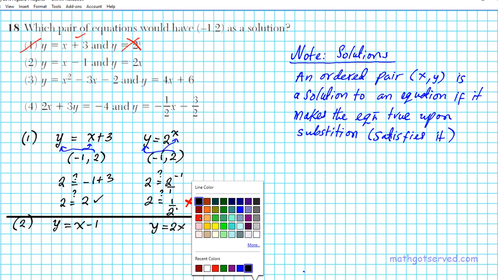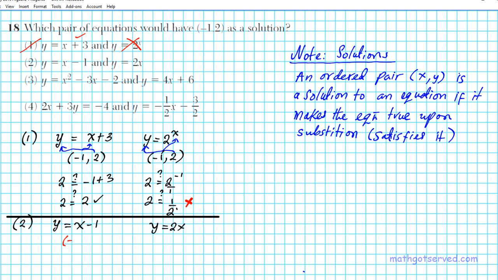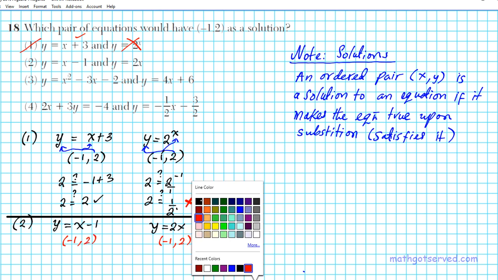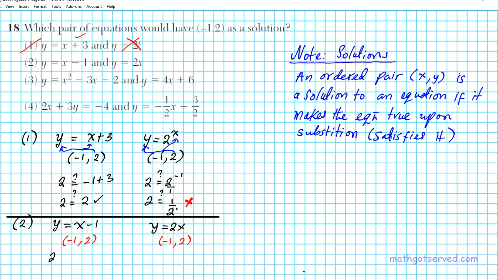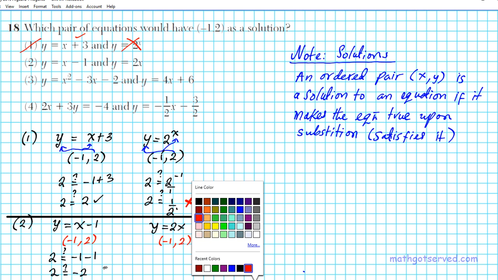Okay, so let's write down the ordered pair that we're working with. So we're working with negative 1, 2, and then negative 1, 2. We're going to plug in the x and the x and the y and the y. So what does that give us? We have, so 2 goes for y. Is 2 equal to negative 1 minus 1? What is negative 1 minus 1? Is 2 equal to negative 2? Uh-oh, that is an automatic fail right there.